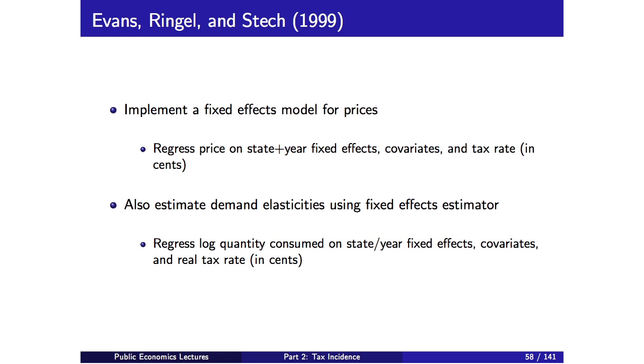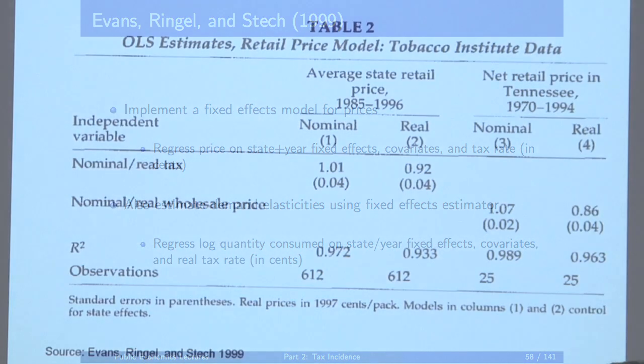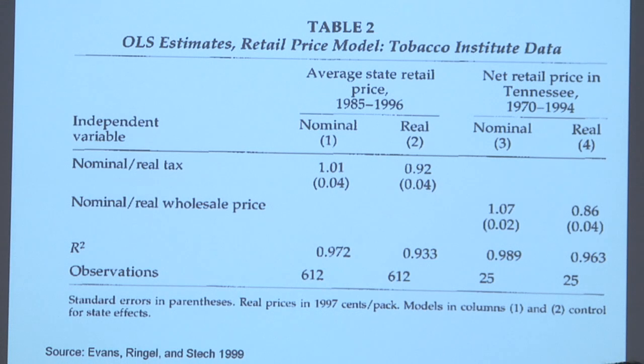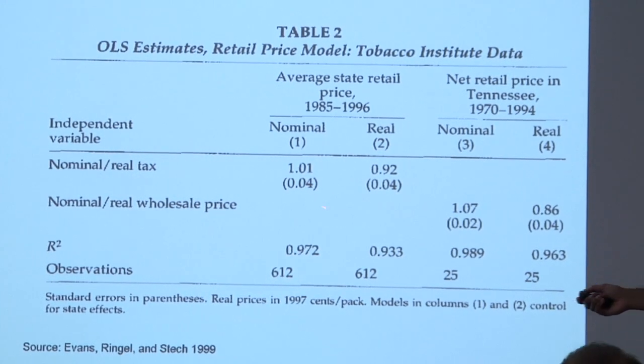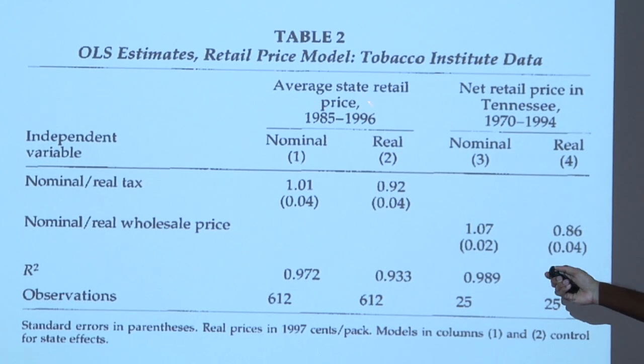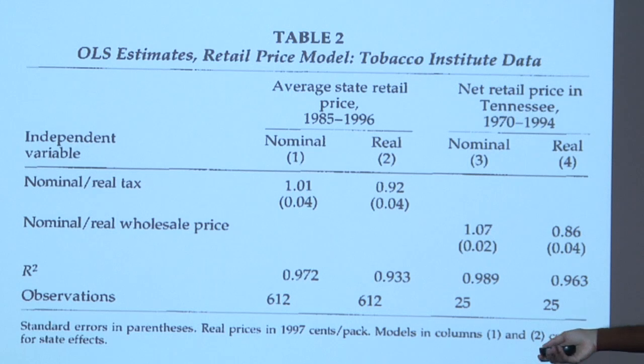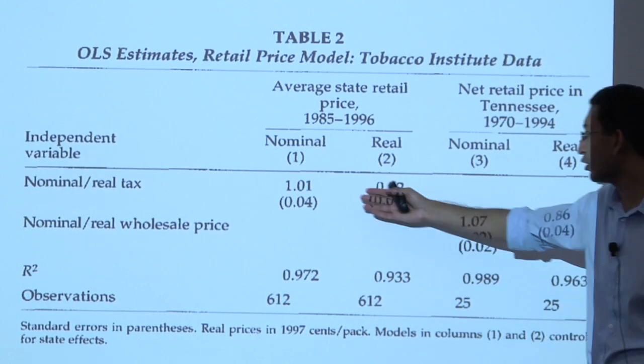Then they also estimate demand elasticities using a fixed effects estimator, regressing log quantity on the same things. Okay, so they're doing an analysis of both prices and quantities. Okay, so here are the price regressions. So let's just focus on the first column. Left-hand side variable is state level price, right-hand side variable is the tax, all right? And you see the coefficient is 1.